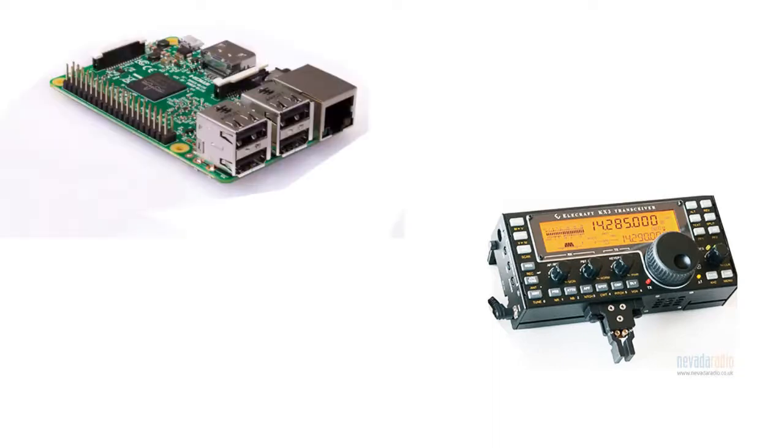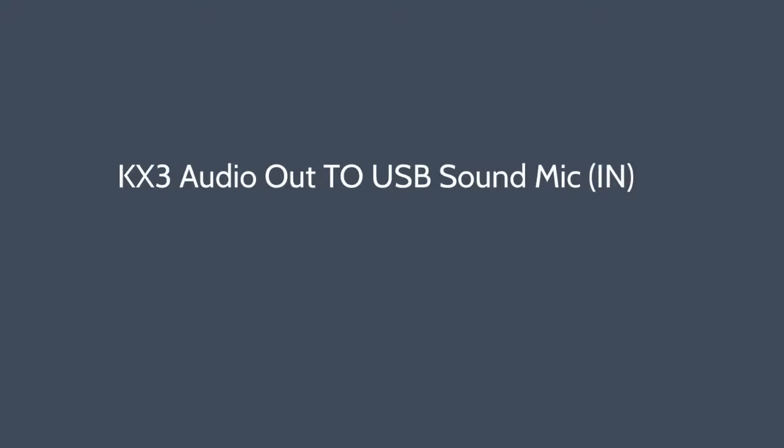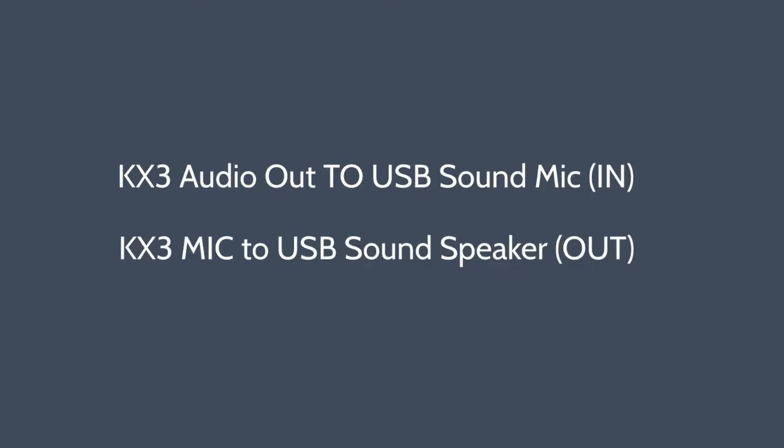So before I go any further, I just want to explain what I have. I have a KX3. I got the Pi 3. And I've got a cheap audio device, a USB device, that I had laying around. The audio out of the KX3 goes into the mic input of the sound card. And, of course, the audio out of the sound card goes into the mic input of the KX3. I also have a USB plugged in from the Raspberry Pi 3 into the KX3. So to take a look at this one more time in simple terms, KX3 audio out to the sound in, and the KX3 mic to the USB sound out.